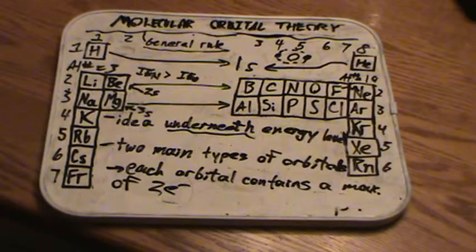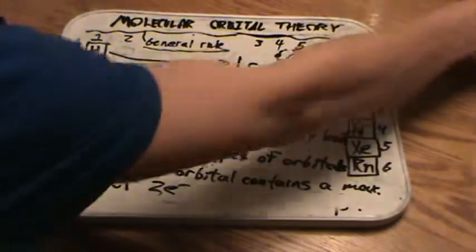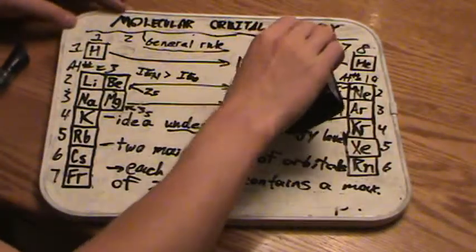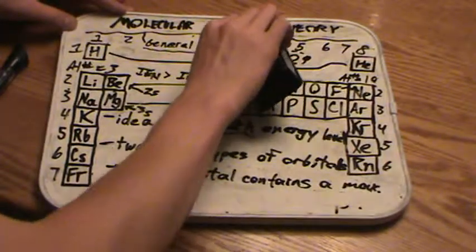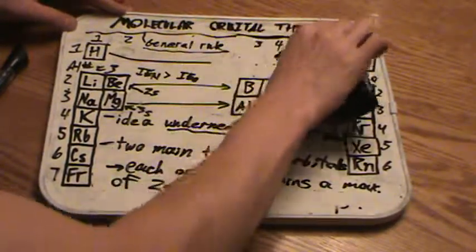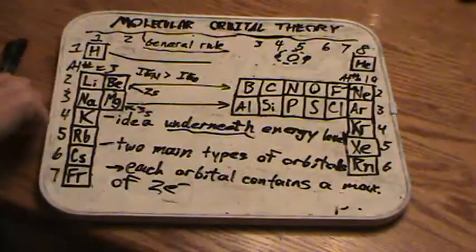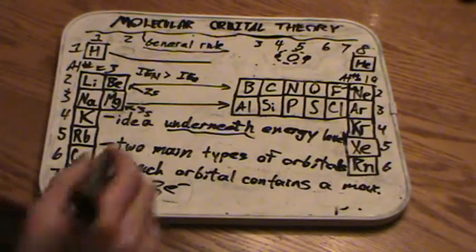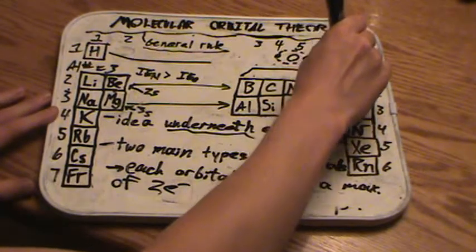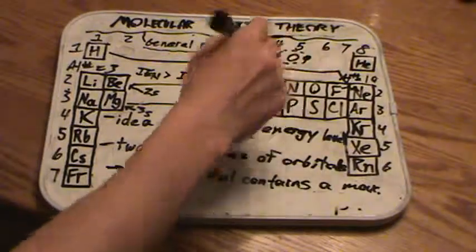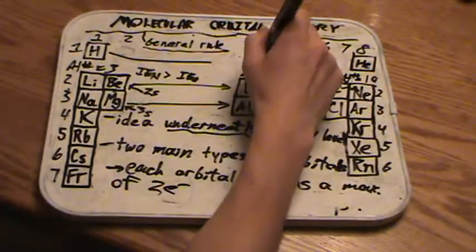Okay, so now we've established the idea that each orbital contains a maximum of 2 electrons. So far we've only talked about the s orbital. And so now what we need to introduce next is the p orbital. And the p orbital represents this block, the nonmetals and metalloids block of the periodic table.